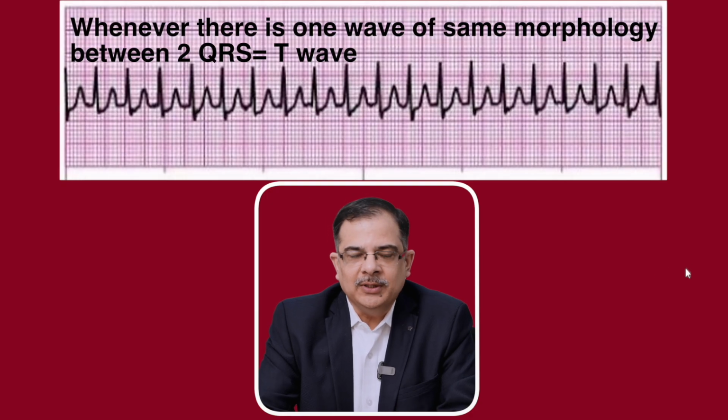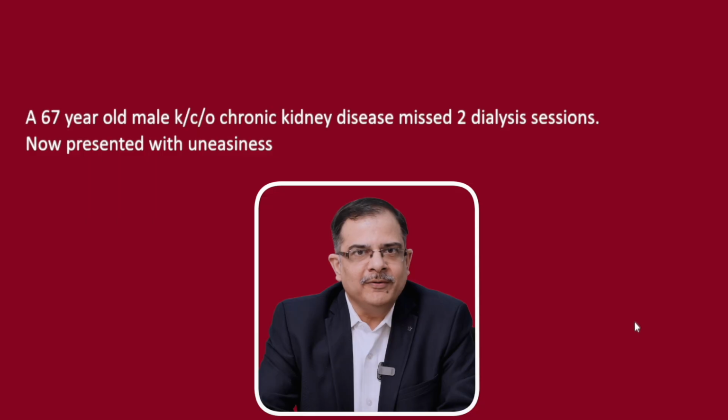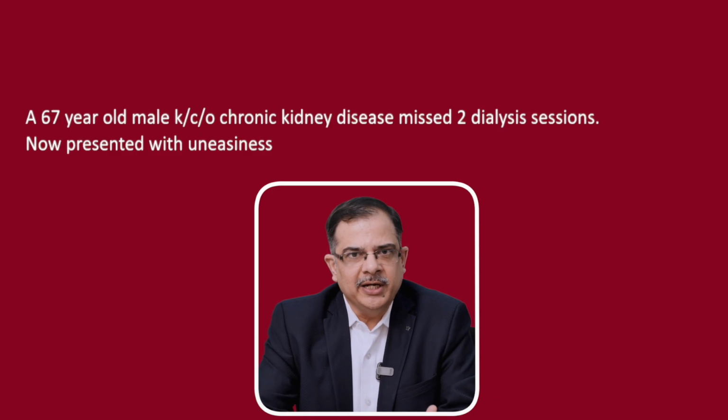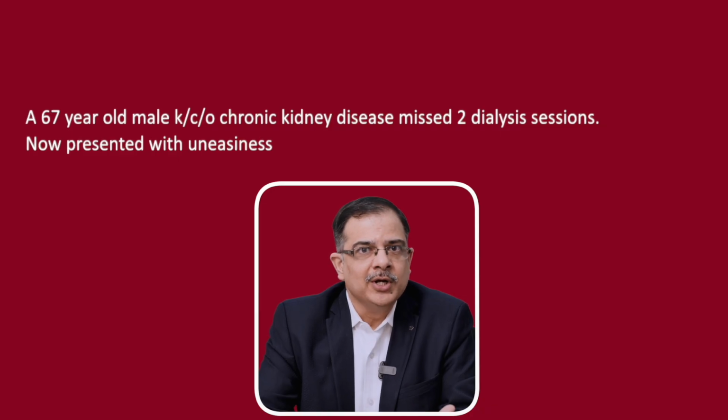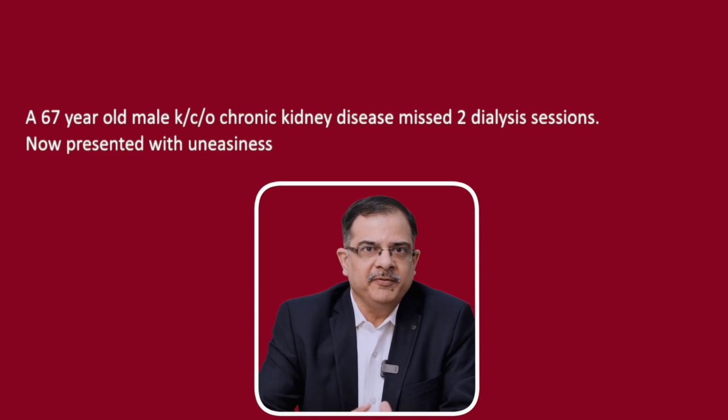Now, next one. The patient is a known case of chronic kidney disease, missed two dialysis sessions, and now presented with uneasiness. When a patient misses dialysis sessions, urea will increase, creatinine will increase, and potassium will increase. Potassium will cause ECG changes, in the form of an absent P wave. For that, you can watch our video on hyperkalemia and ECG changes.